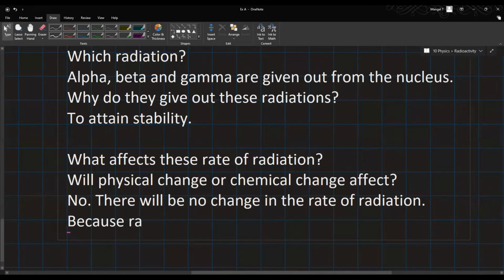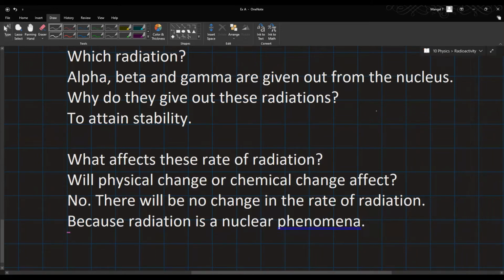But the question is, why will it not affect? Because radiation is a nuclear phenomenon. Now, what do you mean by that? All the radiation, alpha, beta, gamma radiation, are given out from the nucleus, and the nucleus does not take part in any physical change or chemical change. That is the reason why the rate of radiation remains unaffected even if there is a physical change or chemical change in the radioactive substance.